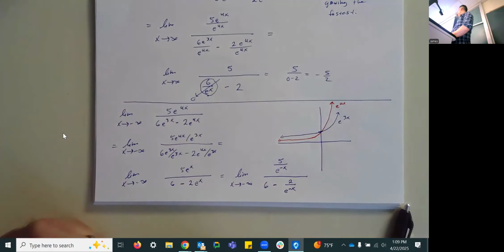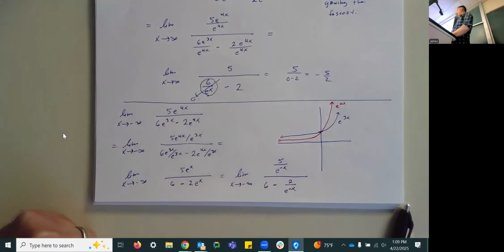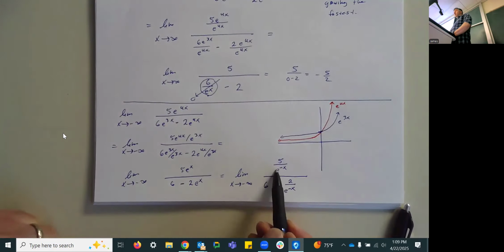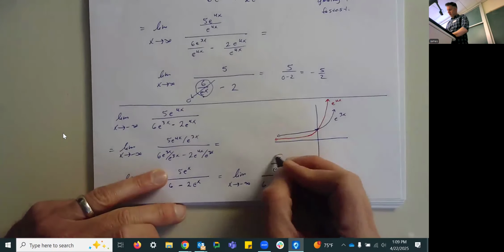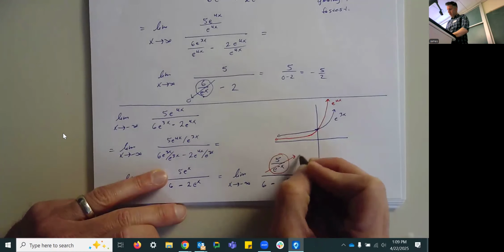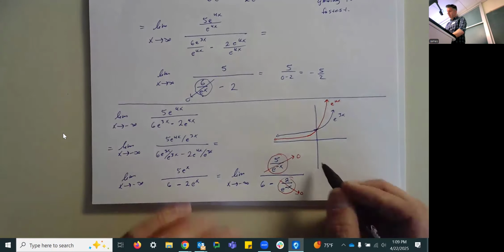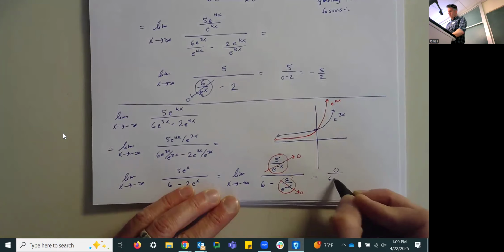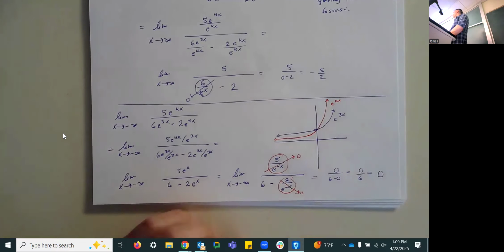Because then if I plug in a negative infinity, e to the negative infinity is e to the positive infinity, which is super duper big. And then 5 divided by a really big number goes to 0. And 2 divided by a really big number goes to 0. So we end up getting 0 divided by 6 minus 0. And 0 divided by 6 is just 0.